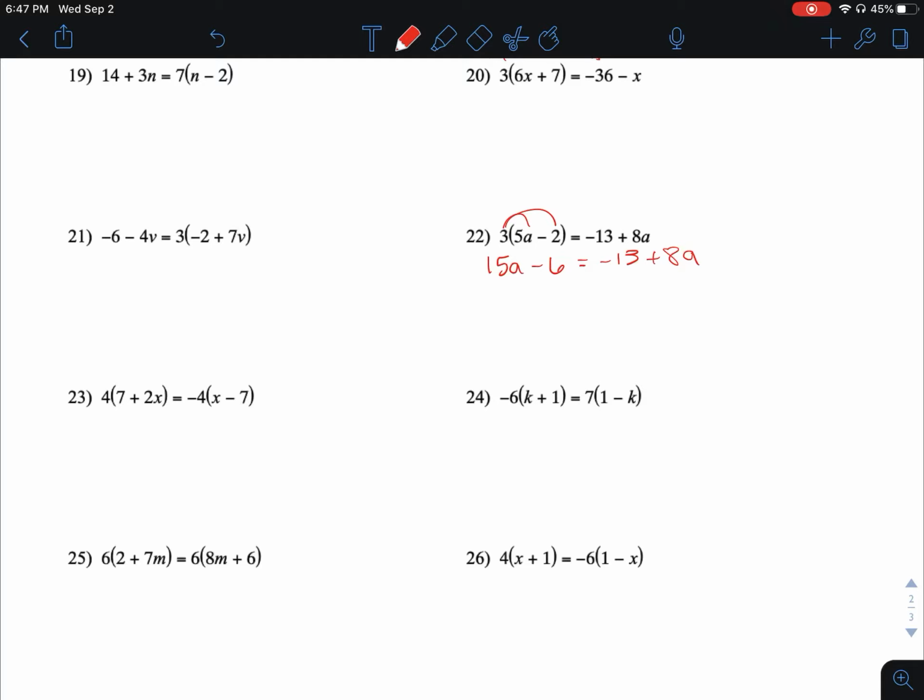Now I want to get my a's together. I always try to avoid negatives. So I look at my numbers here. I have a 15a and I have a positive 8a. In order to move it, I'm going to have to subtract it. If I subtract it, I want to subtract the 8 so that I don't end up with a negative number. So minus 8a, minus 8a. So we have 7a minus 6 equals -13. Add 6 to both sides. 7a equals 7, so then a equals 1.